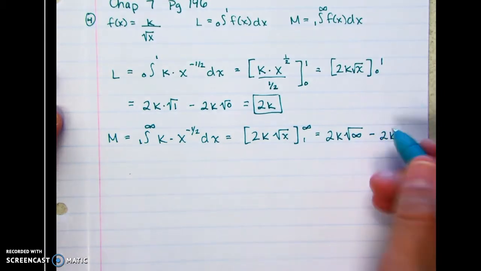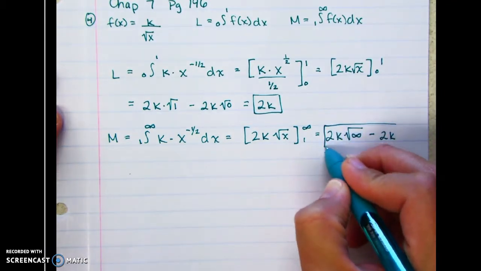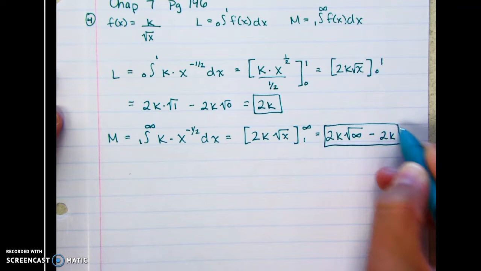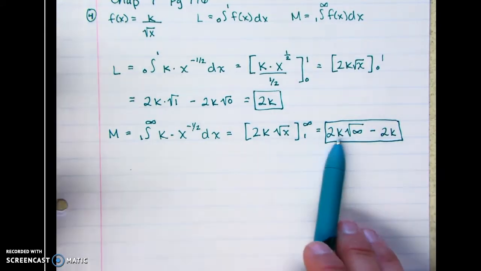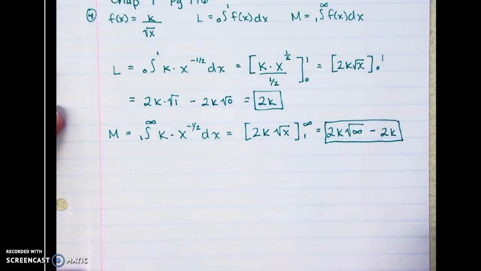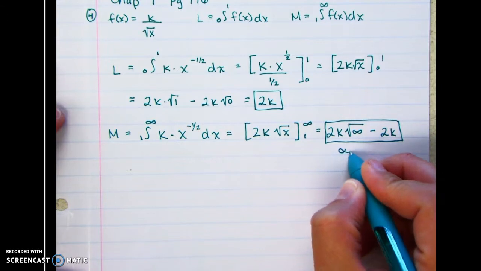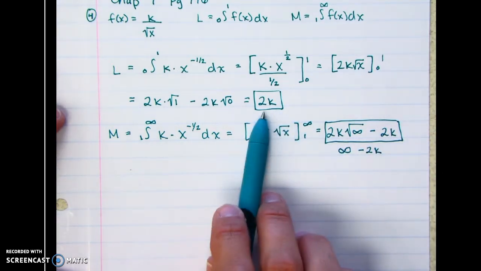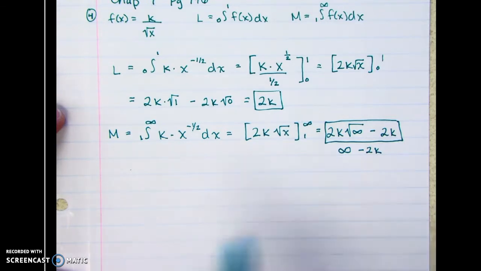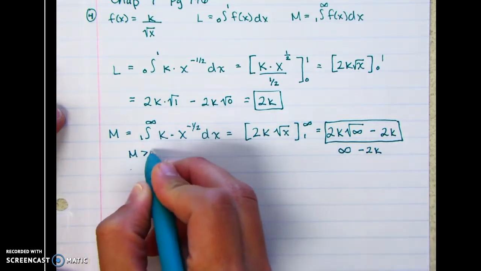All right, so which one's bigger? If this is equal to M and this is equal to L, how would you determine which one's bigger? I mean, this is 2k times infinity. So this could be rewritten as infinity minus 2k, which is definitely bigger than 2k. So that's why M is greater than L.